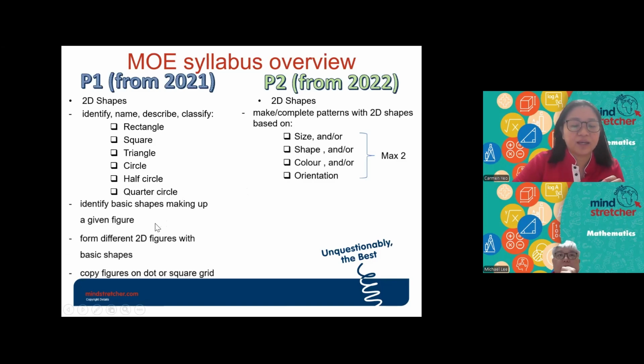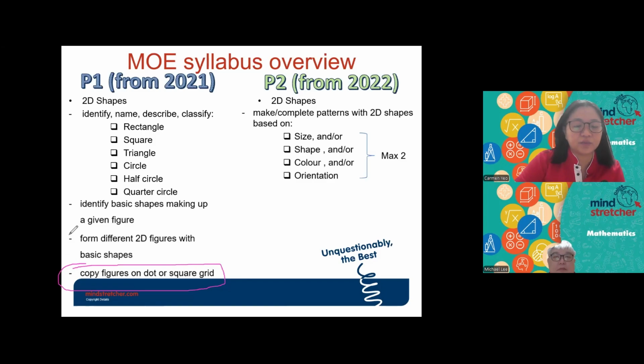Okay, and they need to be able to form different figures using these basic shapes, to form a diagram, a picture, using a mixture of all these basic shapes that they have learned. Okay, and one thing that is new over here, copy figures on dot or grid or square grid.